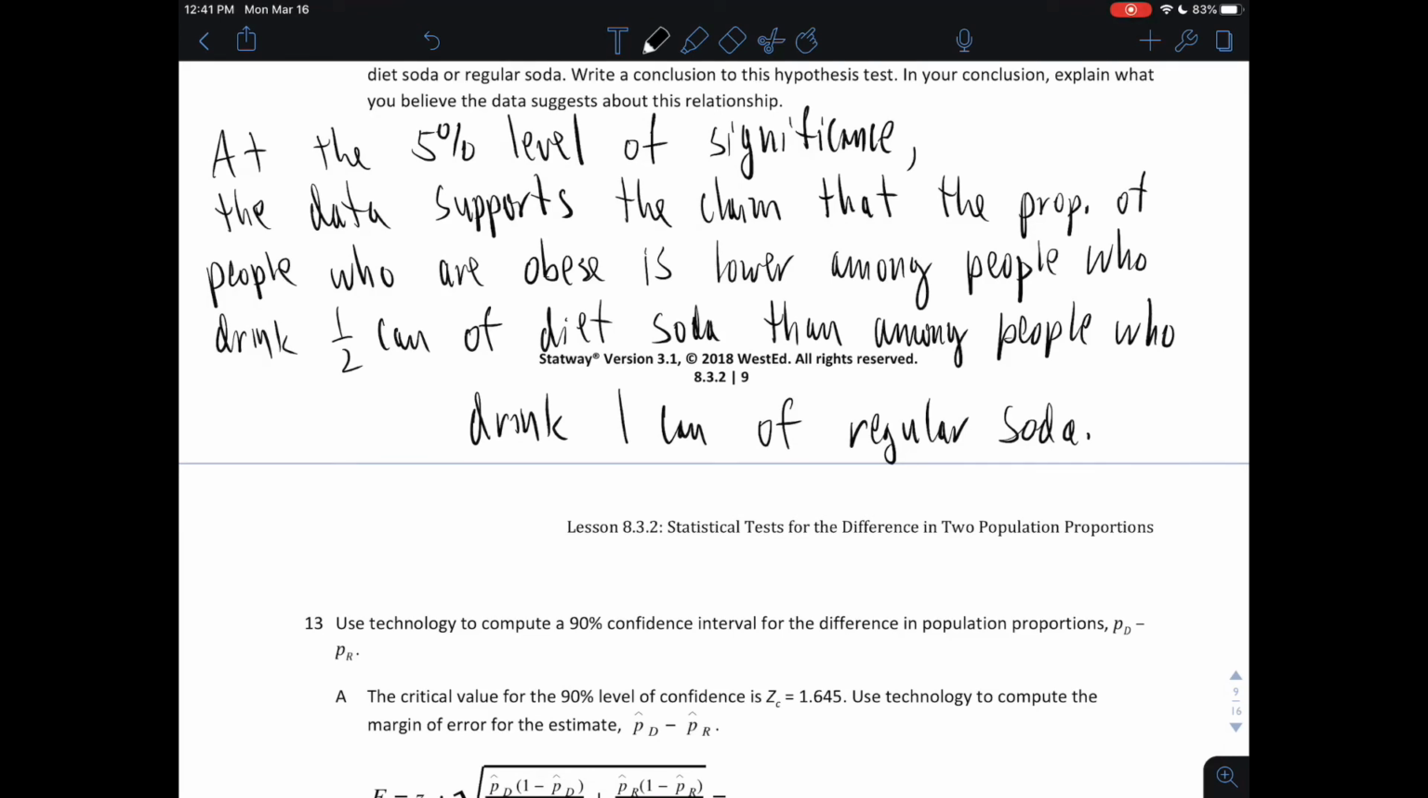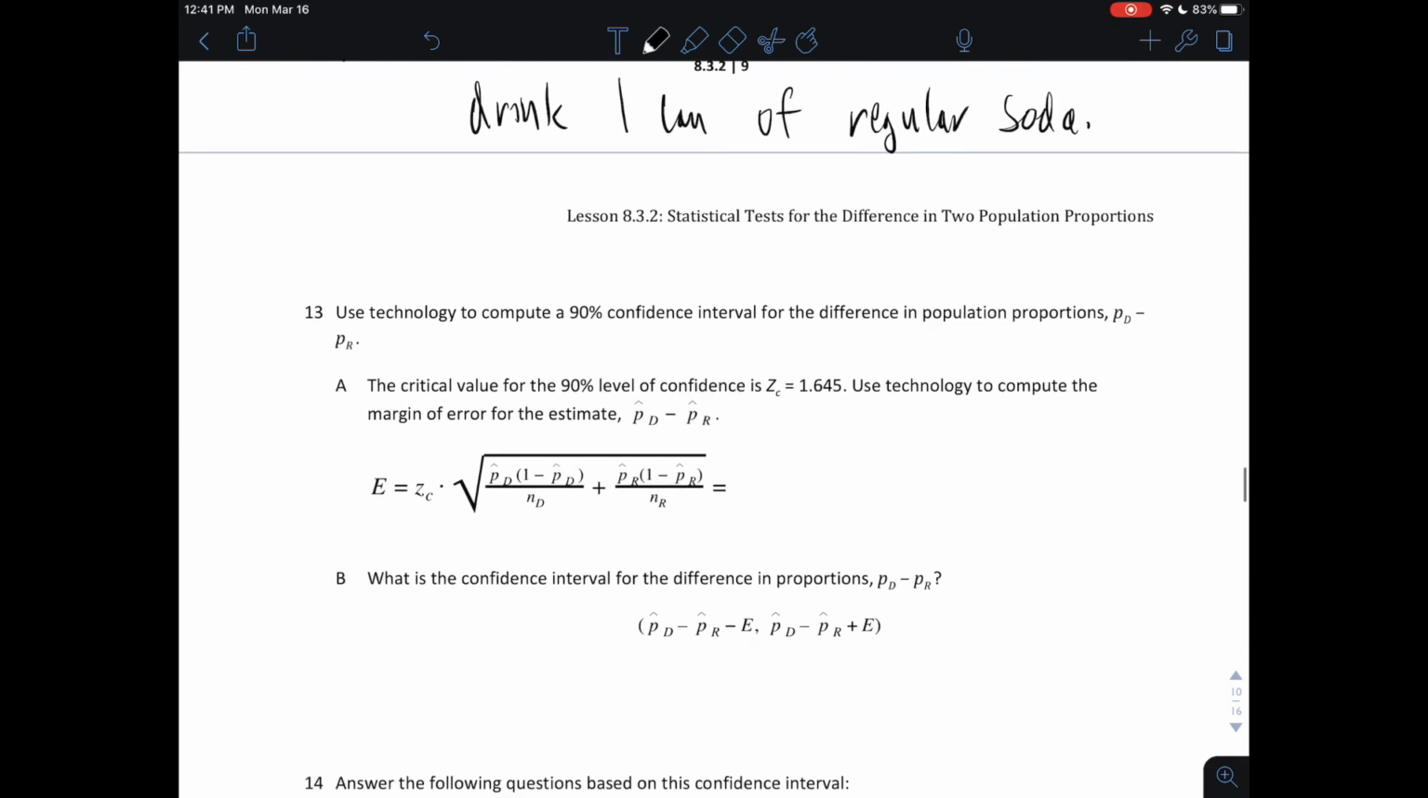To further understand a little bit of what we just saw with this, we're going to take this time to calculate a confidence interval. Number 13, to finish this whole problem, use technology to compute a 90% confidence interval for the difference in population proportions, PD minus PR. The critical value in part A for the 90% level of significance is Z sub C equal to 1.645. Use technology to compute the margin of error for the estimate.